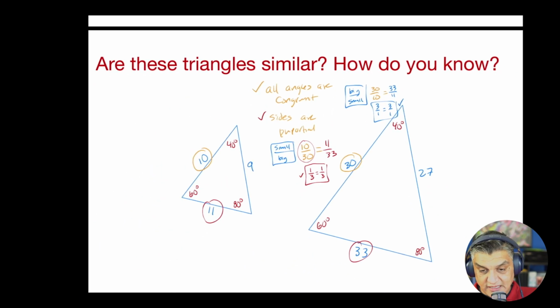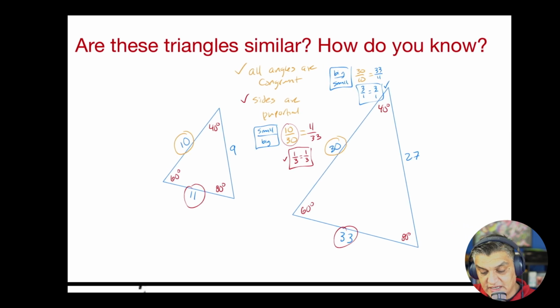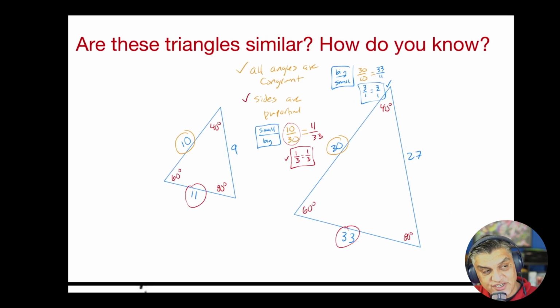Okay, so that's all we're doing. We're looking to see, are they the same exact shape, just bigger or smaller? That's what similar means. They're the same exact shape, just zoomed in or zoomed out. Okay.